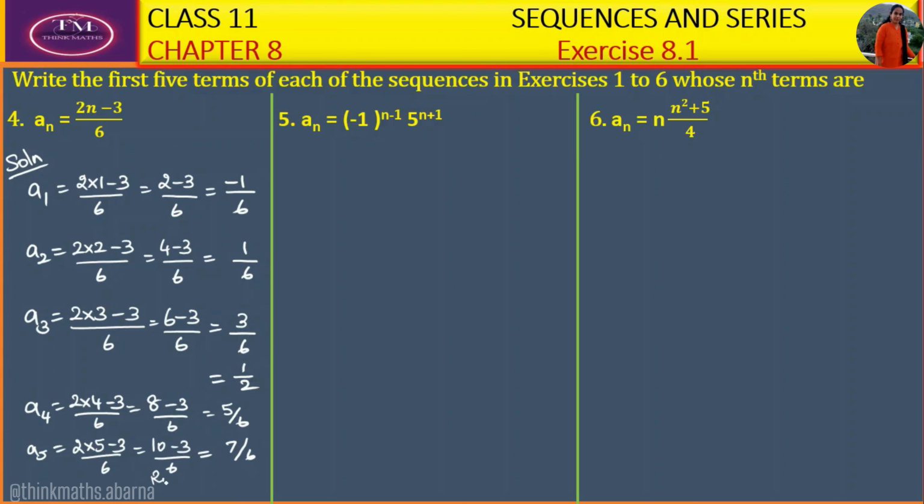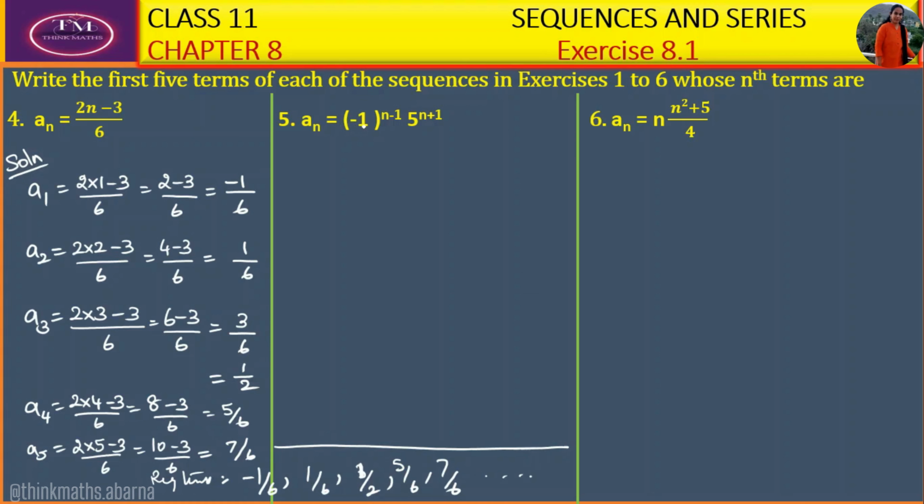So the required terms are minus 1 by 6, 1 by 6, 1 by 2. Here 3 by 6 is reduced to 1 by 2, and 5 by 6, comma 7 by 6. So the required terms are this. Okay, clear? Next, moving on to the fifth problem.